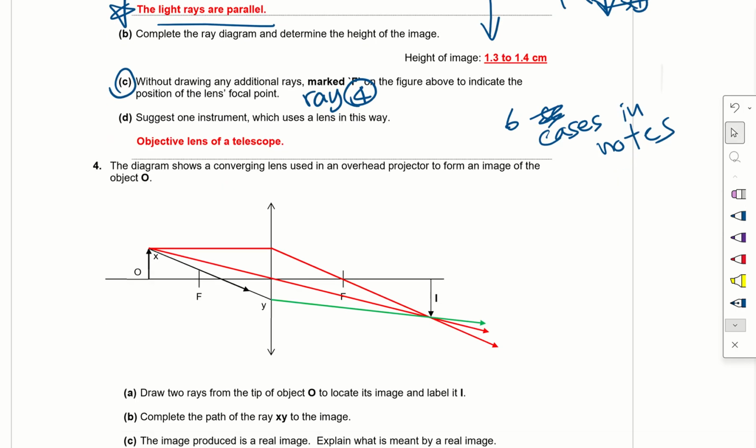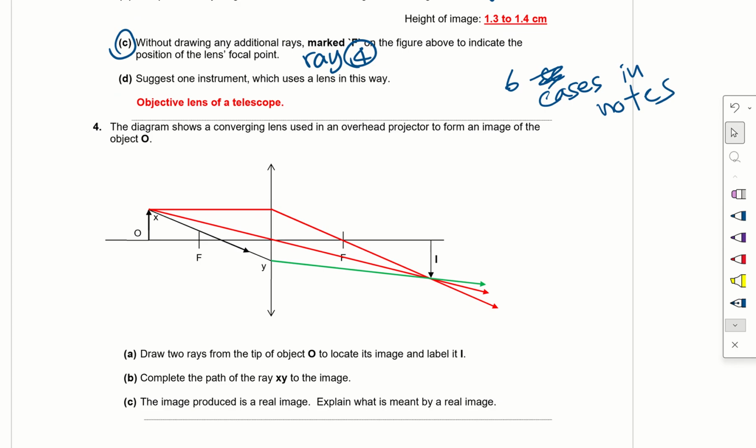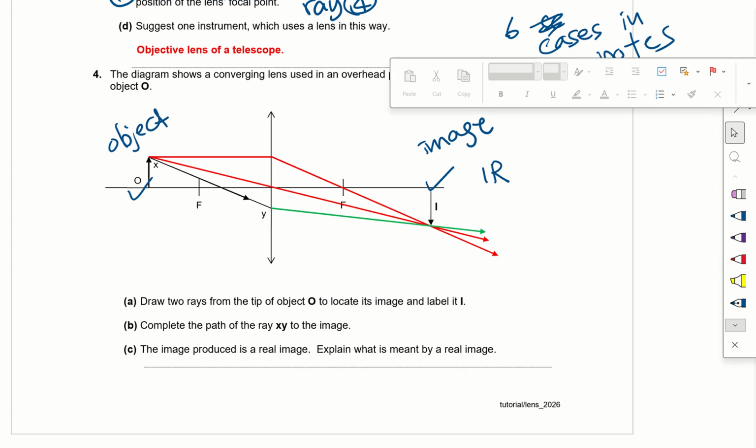Okay, question 4. The diagram shows a converging lens used in an overhead projector to form an image of the object. So this was given, the object is here, the image is here. We find that the image is actually inverted and real. Why? Because it's on the opposite side of the lens from the object. So this is the image. In this case, we give you the lens. They want us to draw the 2 rays from the tip of object O to locate its image.